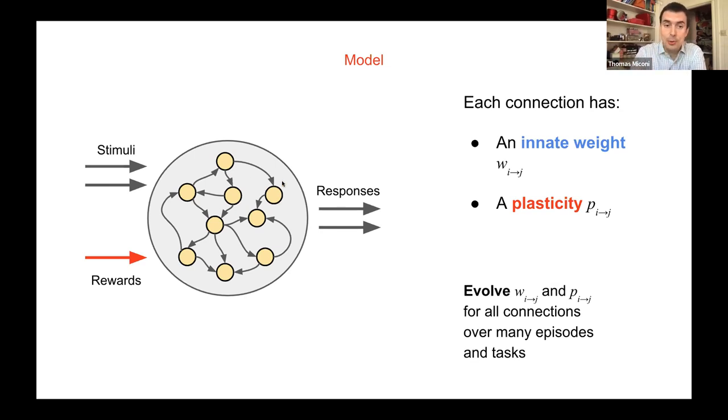Now, some connections are going to be very plastic. They're going to change a lot as a result of exposure to stimuli and rewards. Others are not going to be very plastic at all. They're going to have very low plasticity and remain constant and fixed at their innate weight. And evolution is going to play on those two parameters for each connection. Those are the two structural parameters of the network, which evolution will optimize to endow the network with automatic learning abilities, hopefully. When I say plasticity, what do I mean exactly?